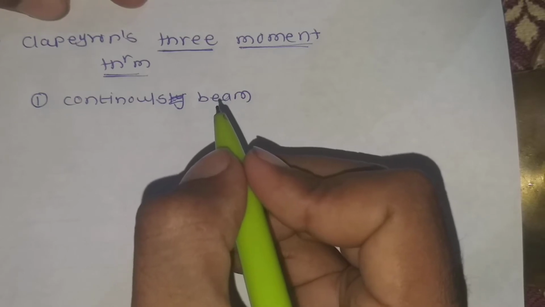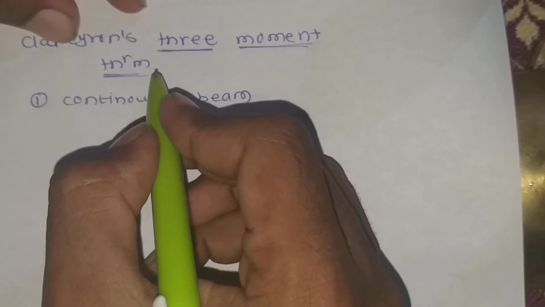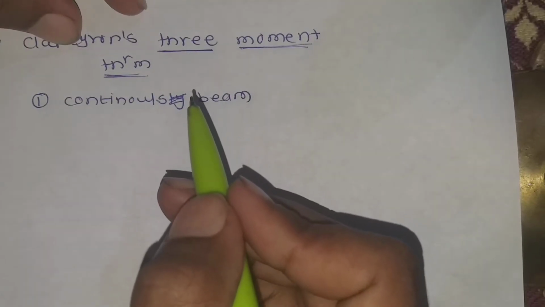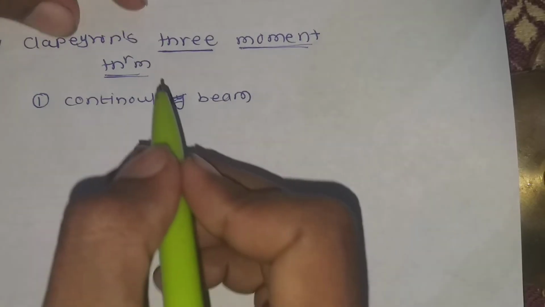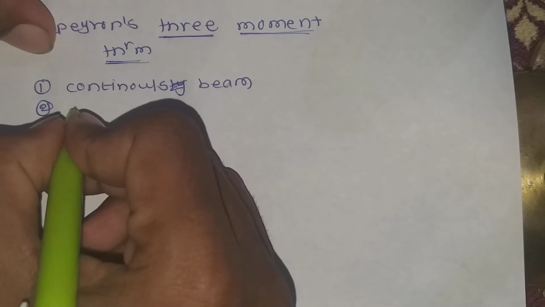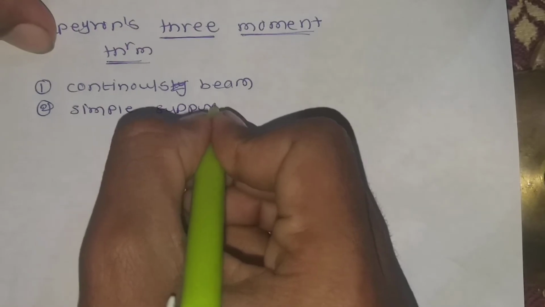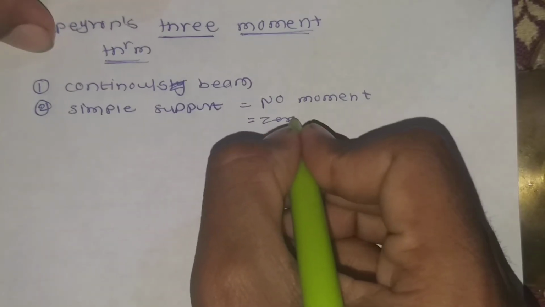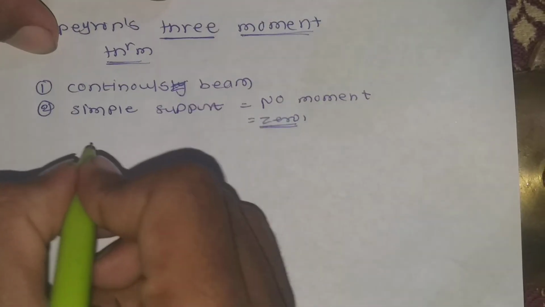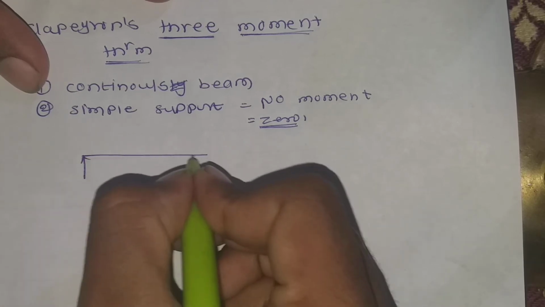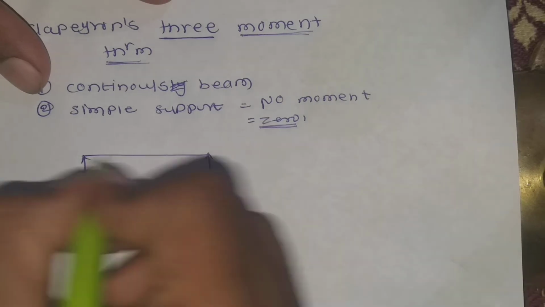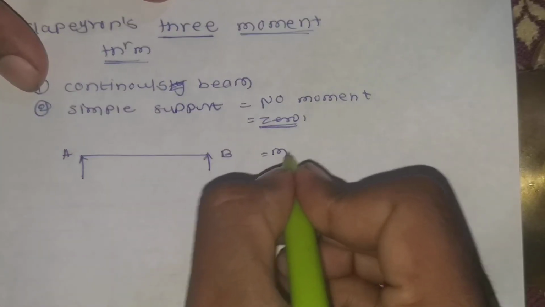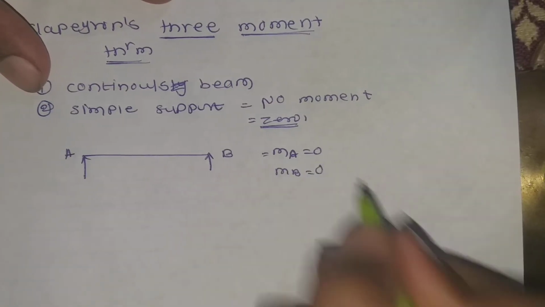So the four types of the three moment theorem are basically analysis of the continuous beam with simple end supports, fixed end supports, overhang and sinking of the supports. Before this, for simple supports, the analysis is of the continuous beam. In the continuous beam with simple supports, there is no moment, so the moment becomes zero. If this continuous beam has two supports, support A and support B, then MA equals 0, MB equals 0.